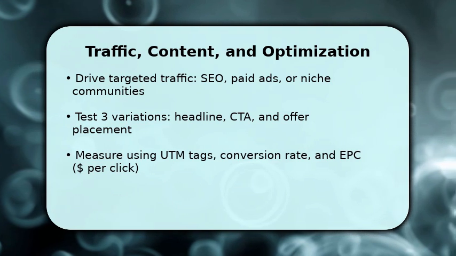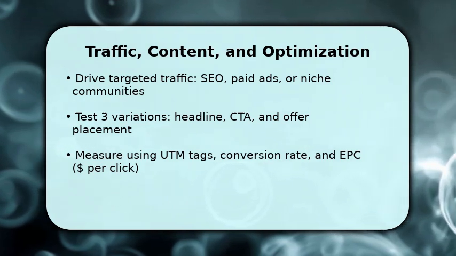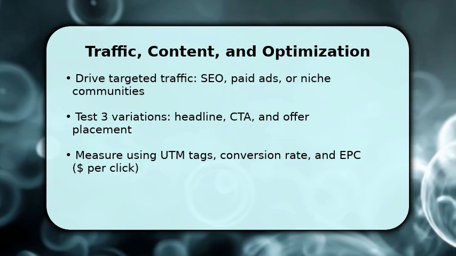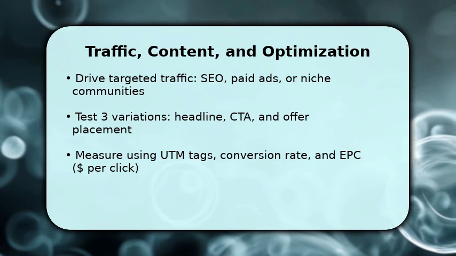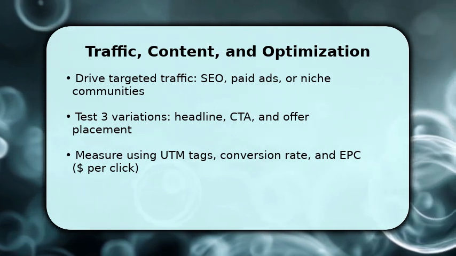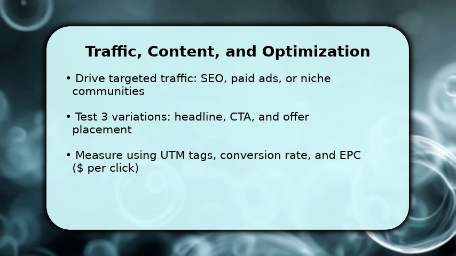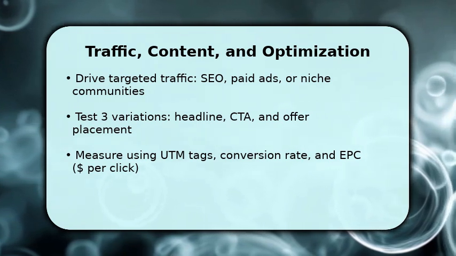Choose one traffic channel, organic SEO, a small paid campaign, or niche community posting, and learn its mechanics. Focus on relevance, not volume. Publish content optimized for intent, then run 3 controlled tests: headline, CTA, and offer placement.